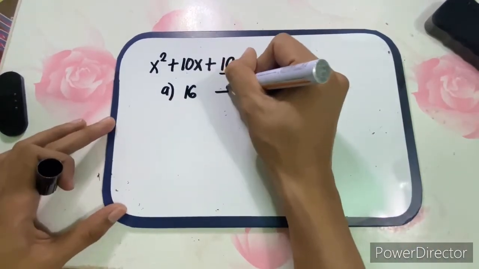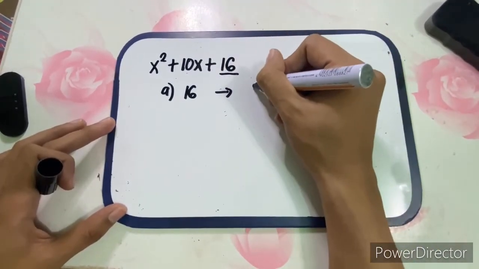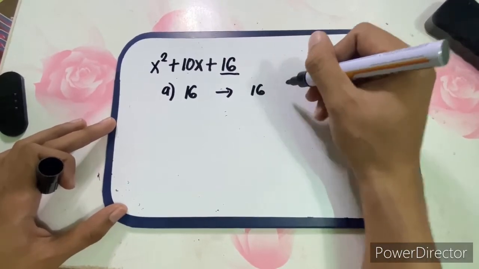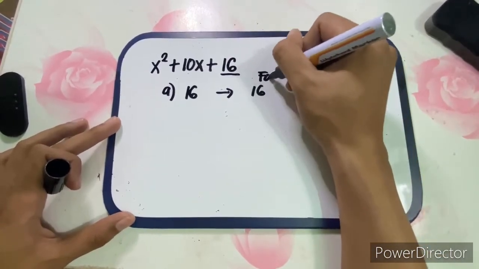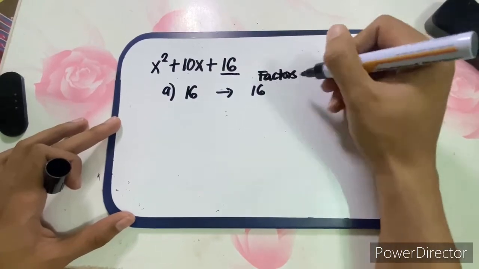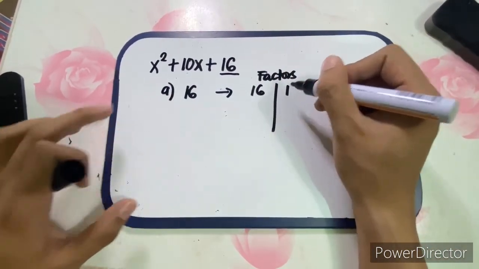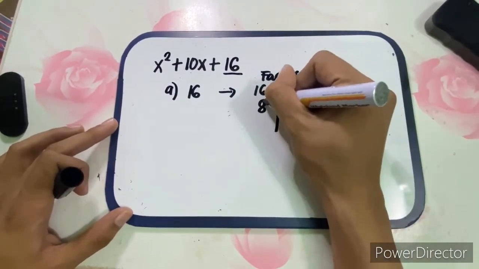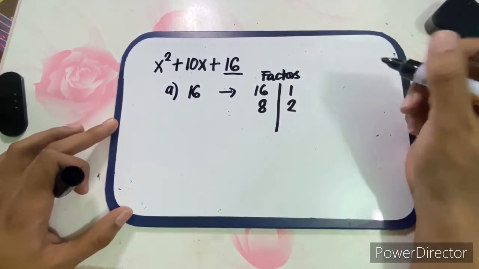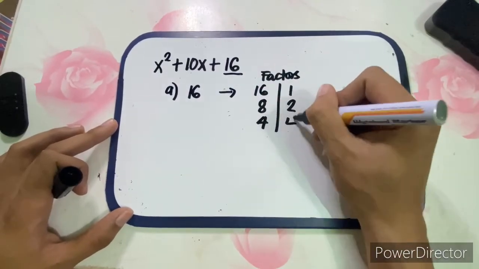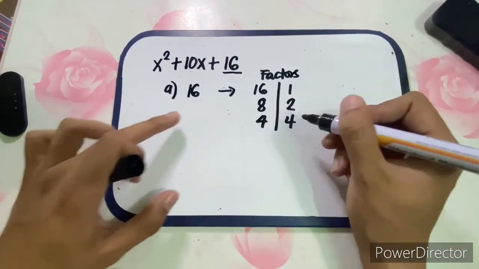Okay, shall we say the factors of 16: 16 and 1, because 16 times 1 is 16. We have 8 and 2, because 8 times 2 is 16. We have also 4 and 4, right? 4 times 4 is 16.